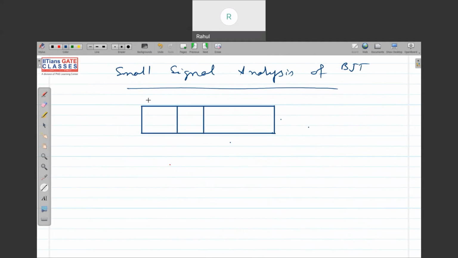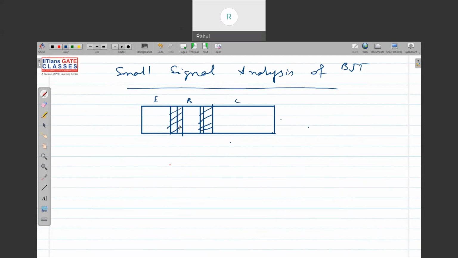Okay. So this is my emitter, base, collector. Okay. There is a depletion region nearby. You all know, this is a depletion region. Okay, this is a depletion region. Here is the depletion region.